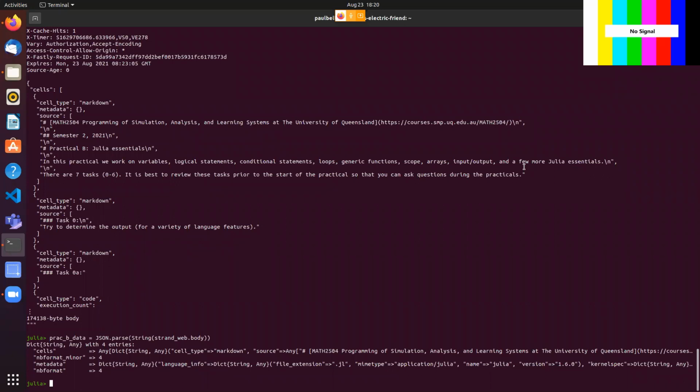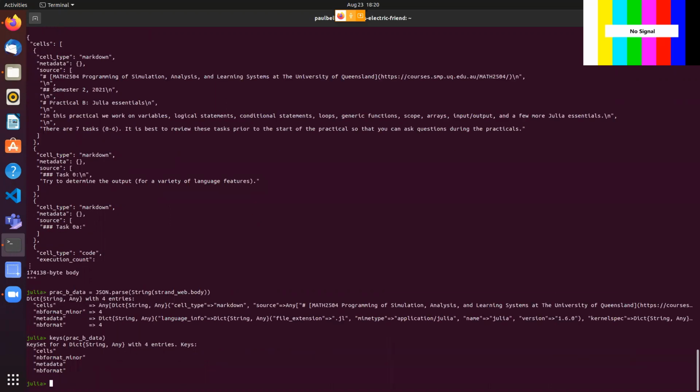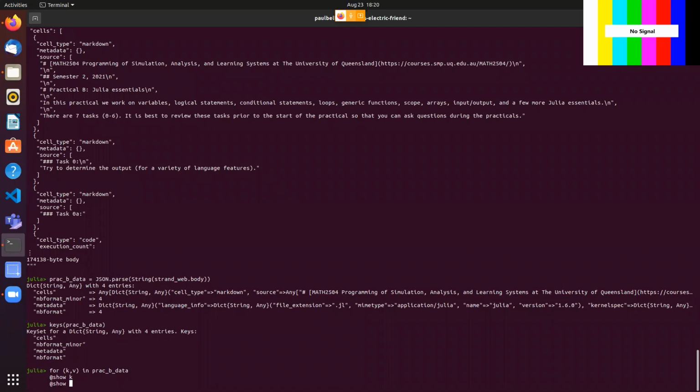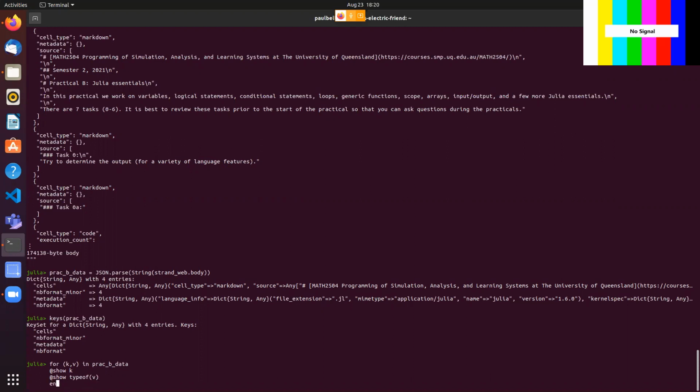Okay, so we have a bunch of data in here. A useful function for a dictionary is keys. So prac b data, that's just those things at the front of the dictionary. If you want to get the keys, you can iterate through the keys. If you're generally going through a dictionary, the kind of thing you'll do is for k, v in prac data b, you can go @show k, @show typeof(v). So iterate through the key value pairs, have a look at what's in there.